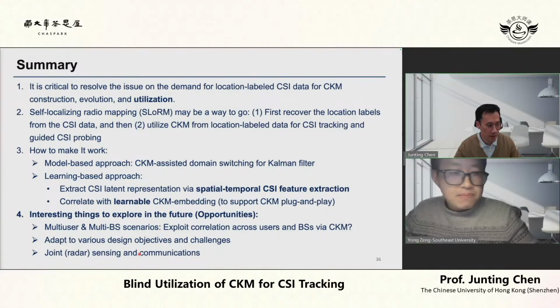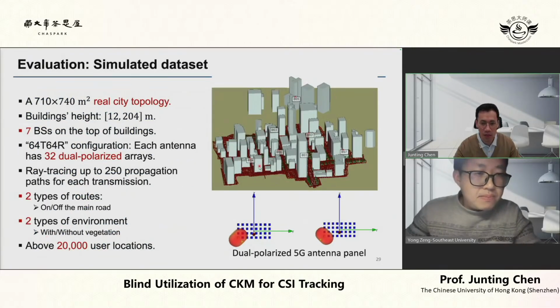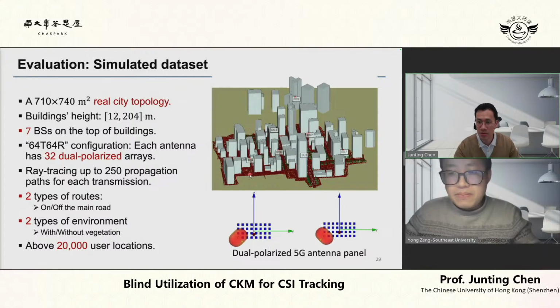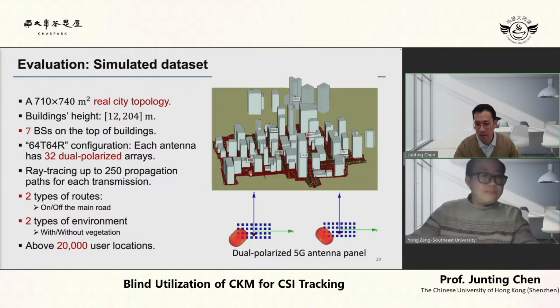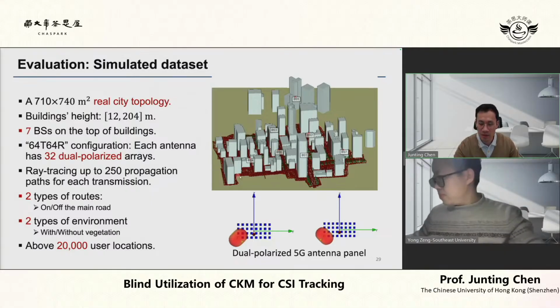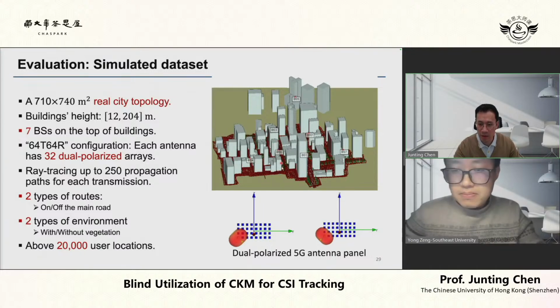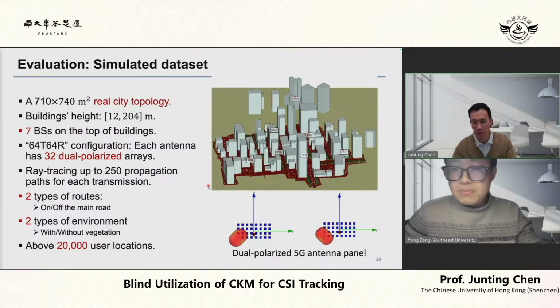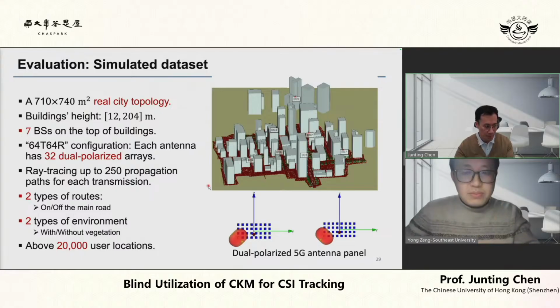Yeah, I think this is a very, very good question. Actually, in our experiment, we simulate many users. These red points are the users that we deployed in this environment. And based on these red points, we simulate multiple trajectories, etc. So in terms of CKM construction, we accumulate the data from all the users to construct the CKM. So back to this question, the more users, the better CKM construction performance we can achieve.